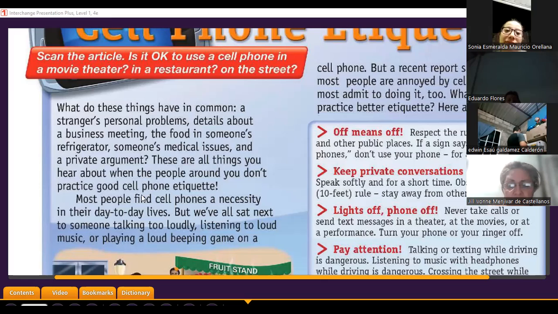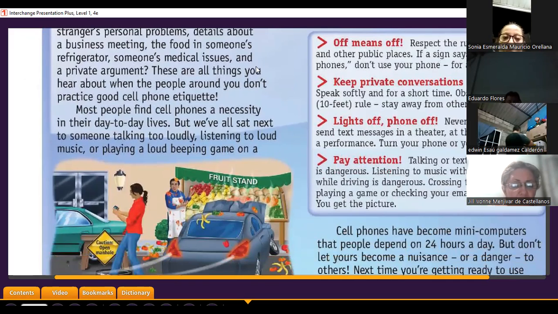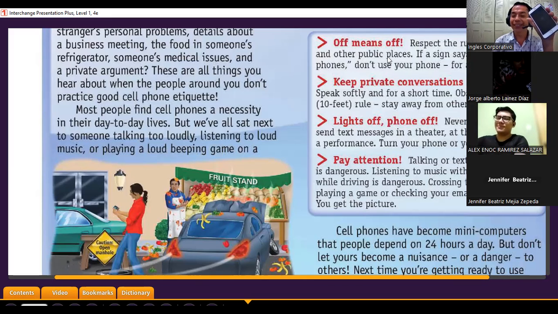Look, most people find cell phones a necessity in their day-to-day life. Okay, so it means that you use the cell phones for a necessity. Hemos aprendido a usar el teléfono por necesidad, right? Día a día, todos los días, right? I heard on the radio this, right? Yo escuché en la radio que el locutor dijo que el teléfono se ha convertido en una extensión de su cuerpo. Imagine. Para todos lo usamos, ¿verdad? Para ver la hora, la fecha, una cita, el clima, entretenernos, ver una película, una canción, llamar, y de último, llamarle a alguien. Okay? Good.